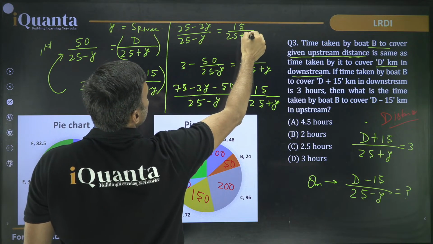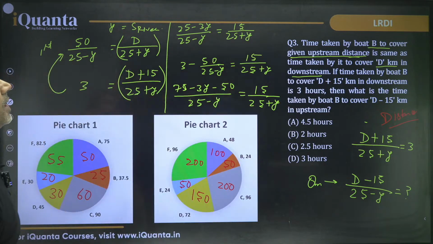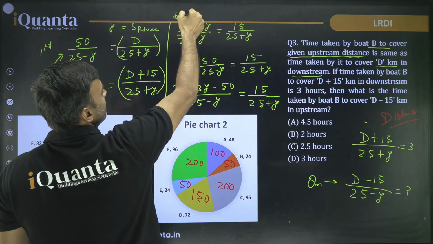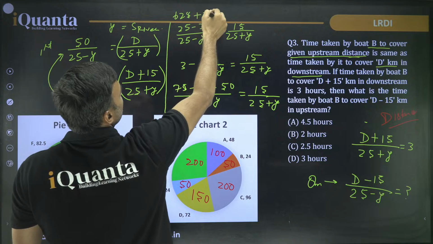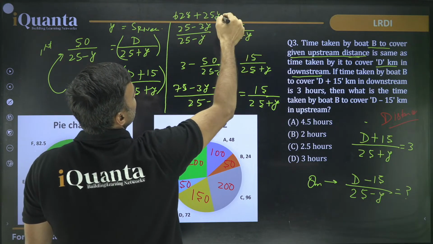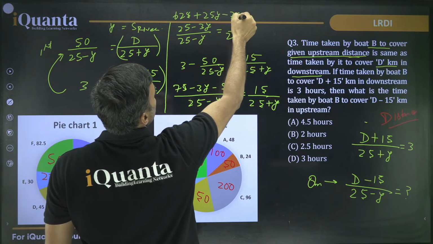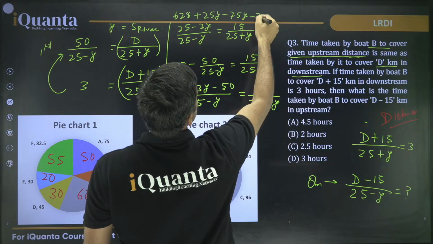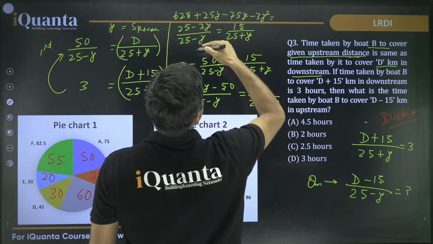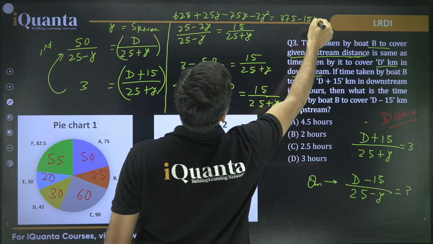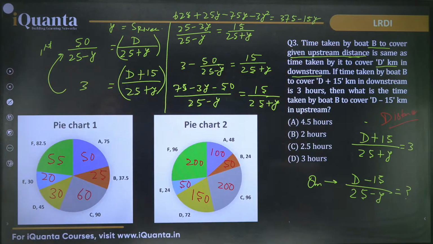So it is coming out to be quadratic. Let's see, cross multiply, you will get 625 plus 25y minus 75y minus 3y square is equal to 15 into 25, which is 375, minus 15y. So from there we will have to find the value of y.